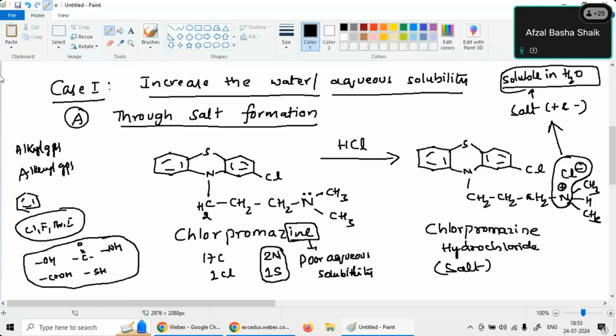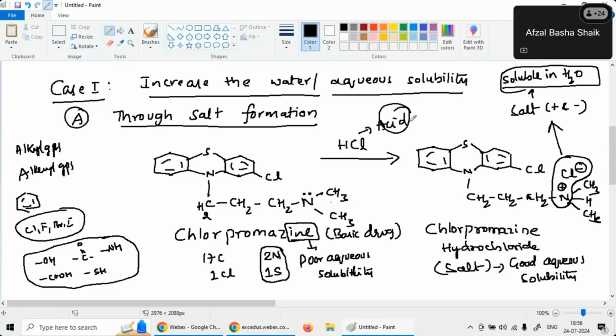One approach is by forming the salt. The salt has good aqueous solubility, right? So which type of drug is this? This is a basic drug, right? The basic drug is treated with acid.